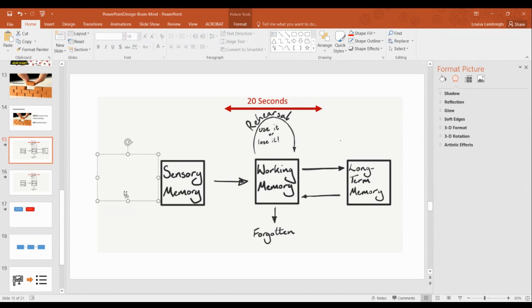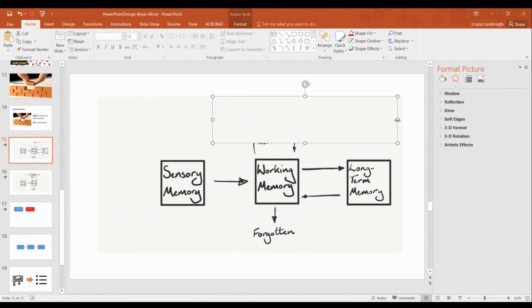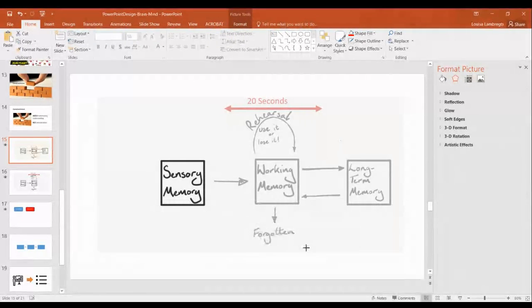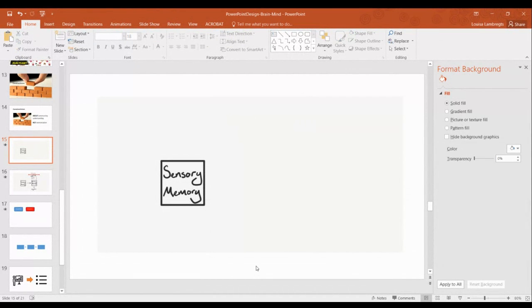So I'll do this one more, Control D, and it's going to be a big box. I'm just going to cover all of this and then move this down. And there you go. So now with your one slide, you just have sensory memory listed as the image.